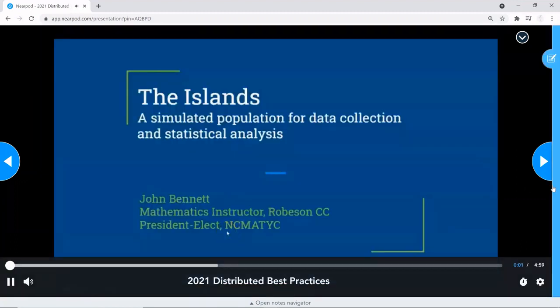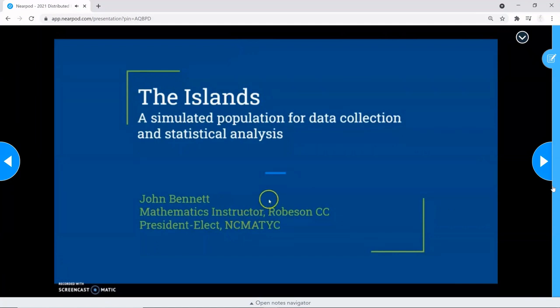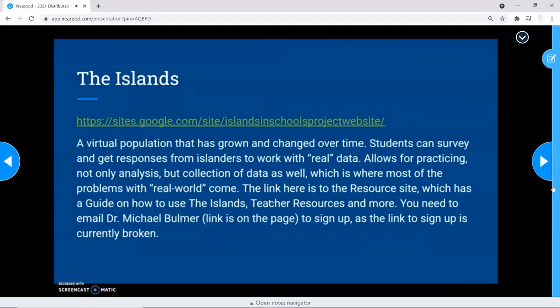Welcome to the Islands, a simulated population for data collection and statistical analysis. The Islands was created by Dr. Michael Bulmer and a group at Queensland University in Australia. The population is actually a virtual population that grows and changes over time, allowing students to collect some real data, do longitudinal studies, and run into some of the real world problems that you might run into in collecting data. The link that's here is to the resource site, which has some sample activities and some information on how to use the Islands. The sign up link is not currently working, but if you email Dr. Bulmer, he will get you set up, and I'll give you that email at the end of the session.